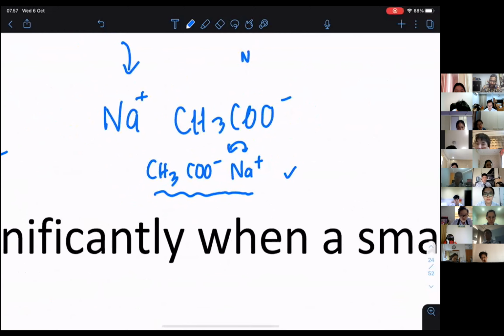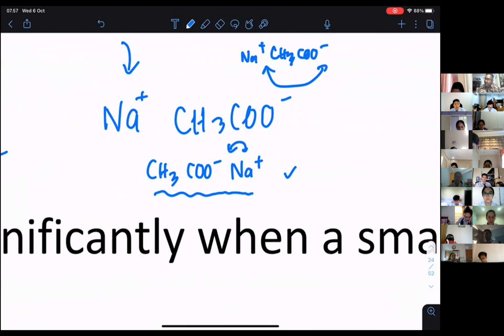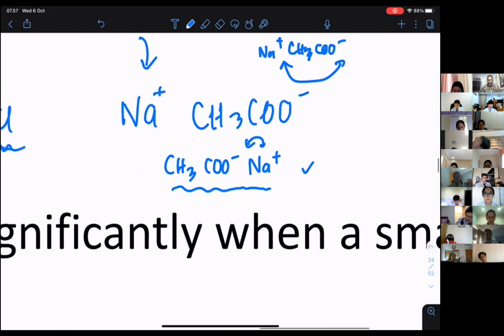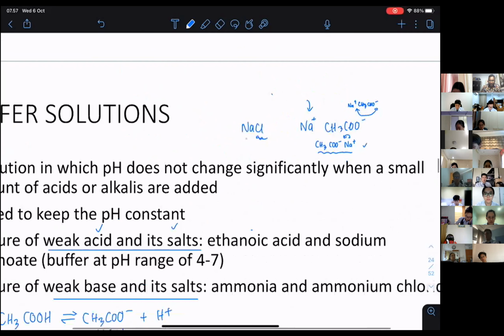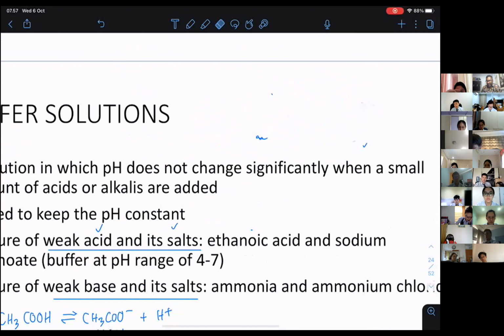If I write NaCH3COO minus, the charges are very far apart, so they don't want to write it in that way. But it's still the same. So the salt that I want to talk about here is sodium ethanoate.